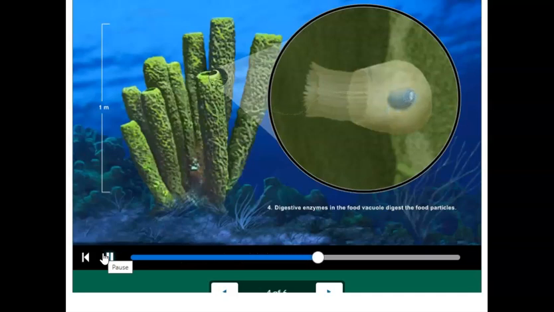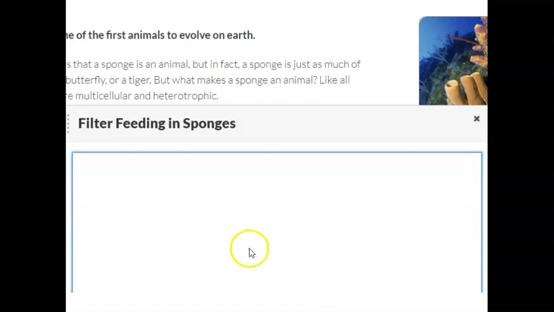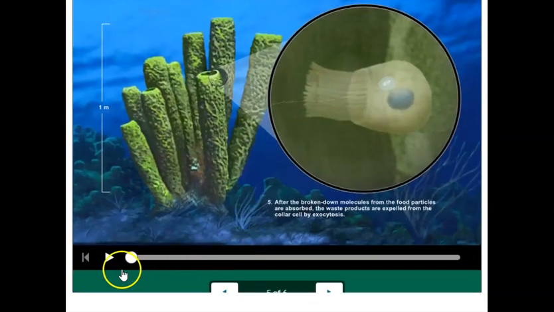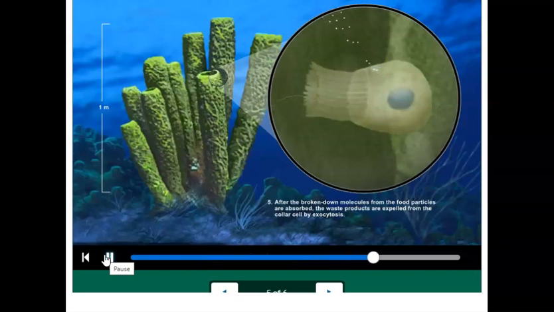You can see the food particle starting to break down. And the collar cell is digesting the food. And then after the broken down molecules from the food particles are absorbed, the waste products are expelled from the collar cell by a process called exocytosis. Exo means to leave, and you can see the little waste products leaving the collar cell.